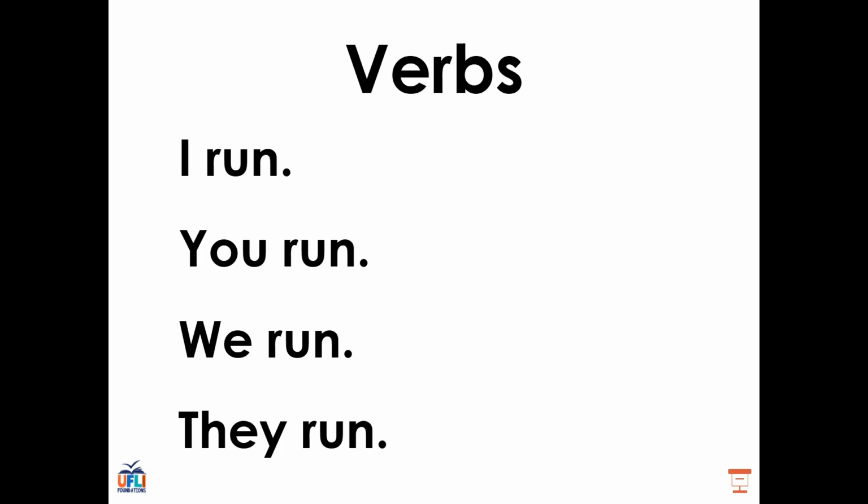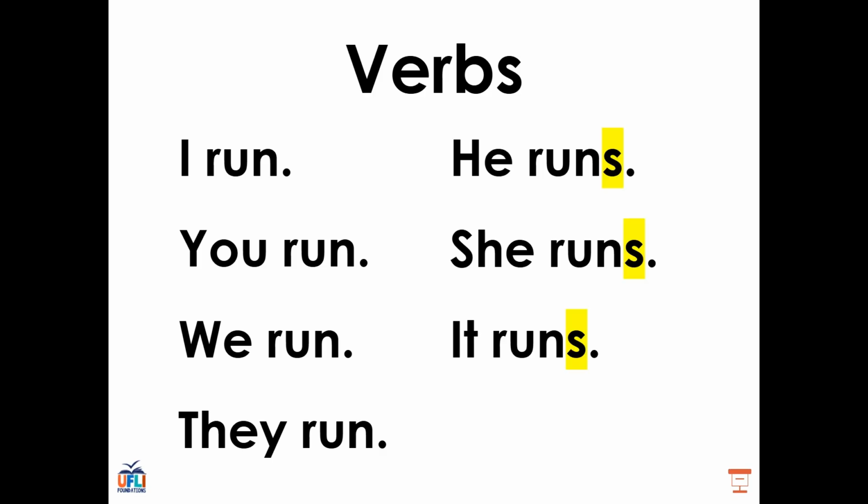Let's take a look at these sentences. I run, you run, we run, they run. In all of these sentences, the verb is run. And all of these sentences are happening in the present tense, meaning they're happening right now. However, there are some instances where we use the suffix s to indicate that a verb is happening in the present tense. When a subject is he, she, or it, we add the suffix s to the verb to indicate that it's happening in the present tense.